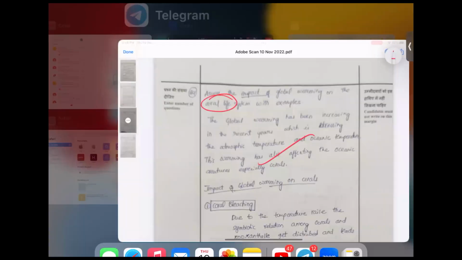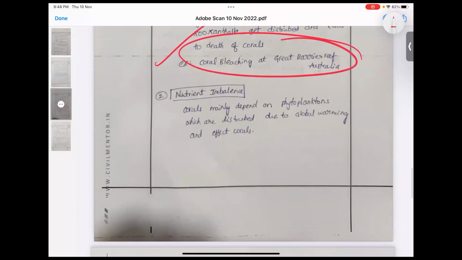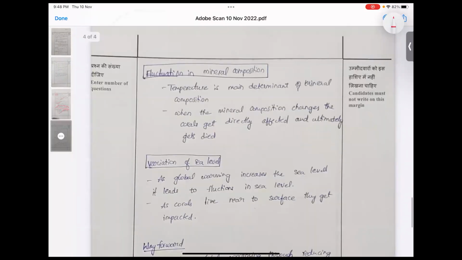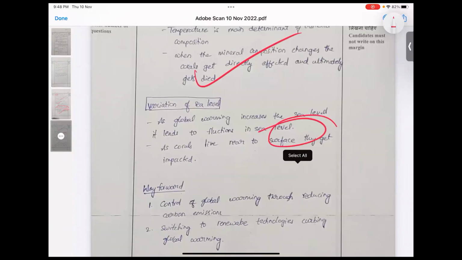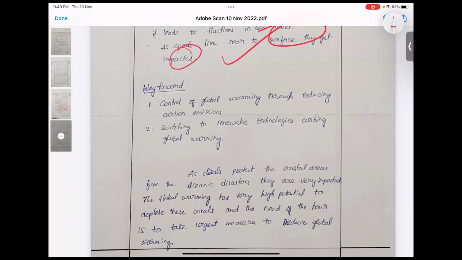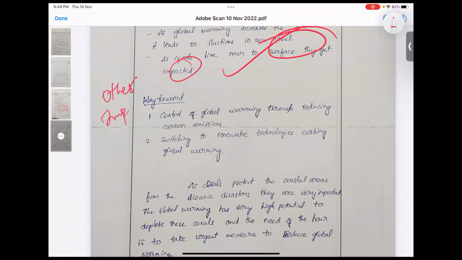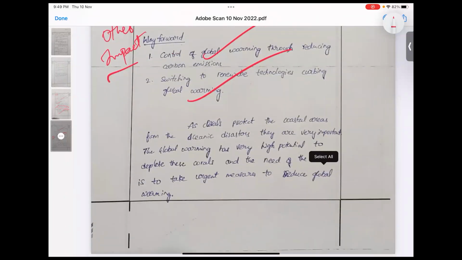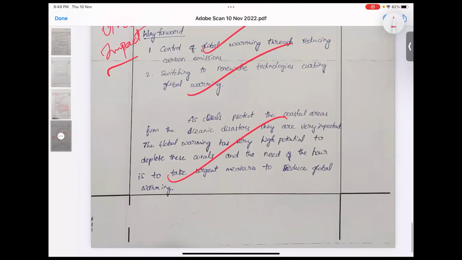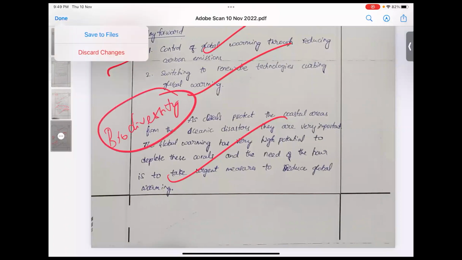Examples. Okay. Coral bleaching, nutrient imbalance. Phytoplanktons. Yeah, this point I forgot. The phytoplanktons are reducing and hence the corals are also reducing. Okay. Varied sea surface temperature. You write other impacts also, Anil. Okay, sir. And then way forward through reducing carbon emissions, renewable technologies. And you bring the angle of biodiversity. Sure, okay, sir. Fine.